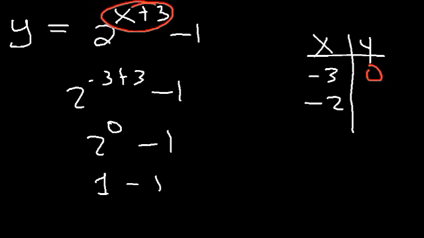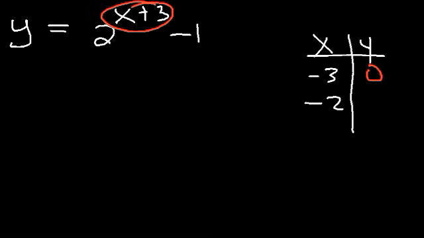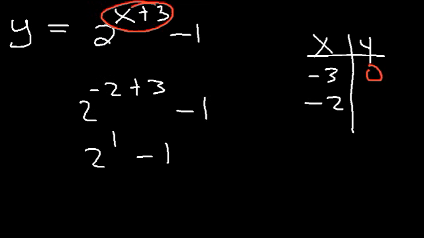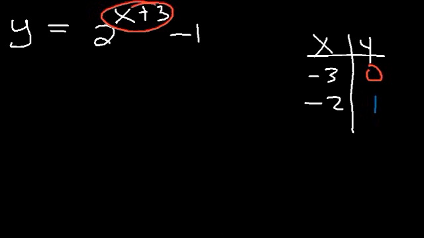So that's why I chose to use negative 3 and negative 2, because I had an exponent of 0, which gave me a nice number, which is 1. Now, if we plug in negative 2 for x, it's going to be 2 to the negative 2 plus 3, minus 1. Negative 2 plus 3 is 1. 2 to the first power is itself, which is 2. And 2 minus 1 is 1. So that's why I chose these values, because I'm going to get two nice values for y. I can avoid any fractions or any large y values. So it's much easier to graph.